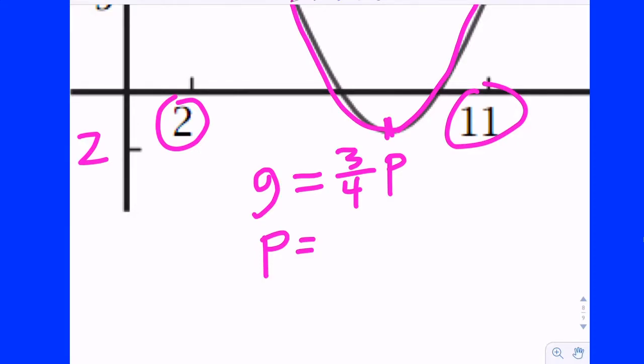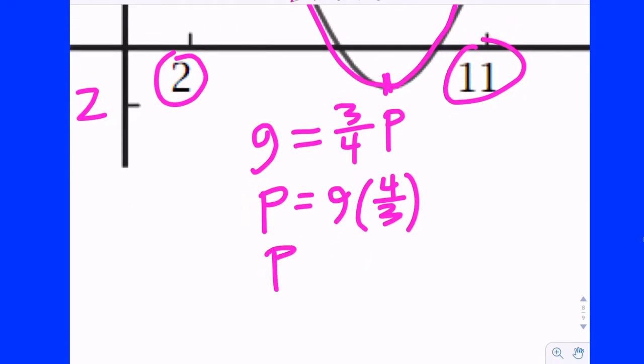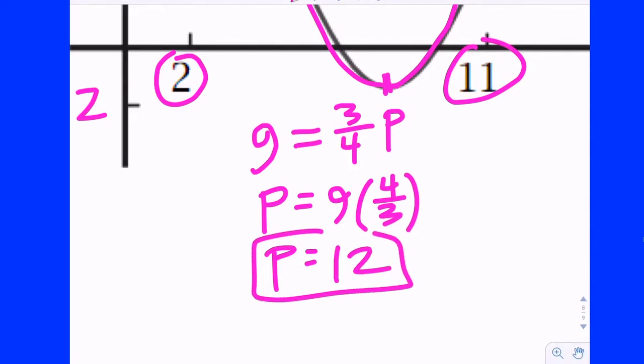Multiply both sides by 4/3. So it would be 9 times 4/3. And of course, you probably want to divide first. What's 9 divided by 3? 3, and 3 times 4 is 12. There's the period. As long as you know some multiple of a quarter cycle, you'll be able to find the period every time.